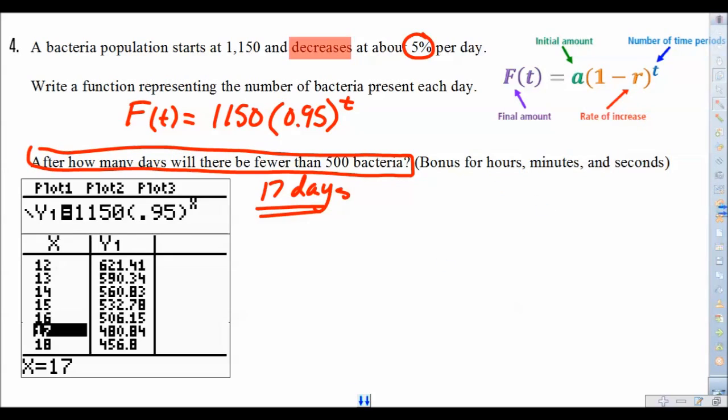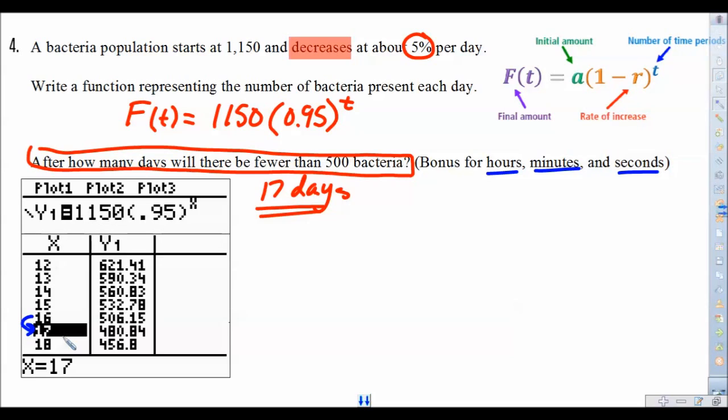Now, what about this bonus part here? Bonus if you can tell me the hours, the minutes, and the seconds. Well, somewhere between the 16th day and the 17th day, it got to exactly 500, right? I think that's fair to assume. So, at what point did it actually become 500? How can we nail that down?